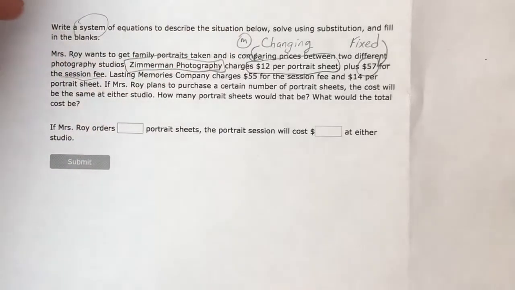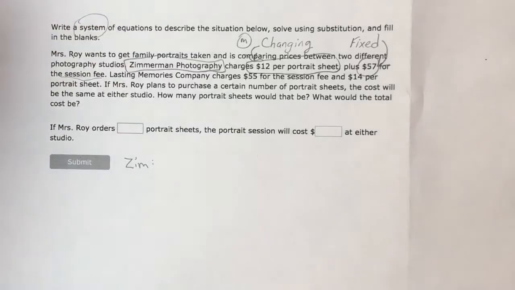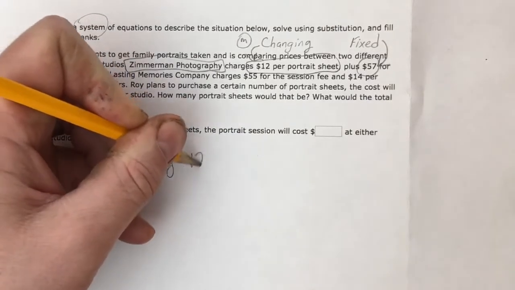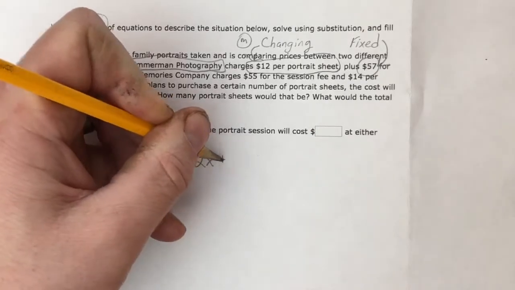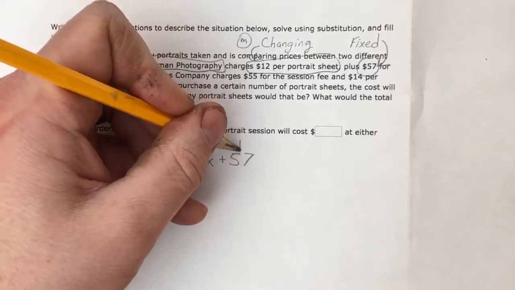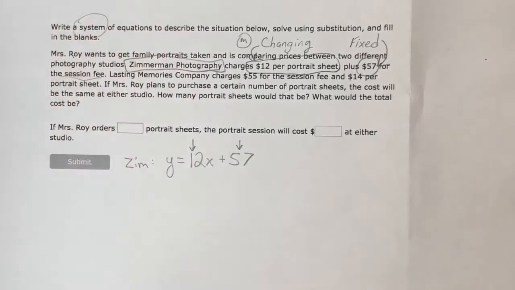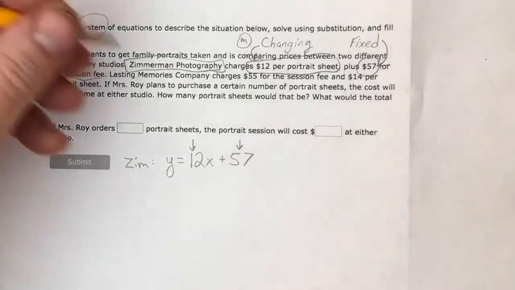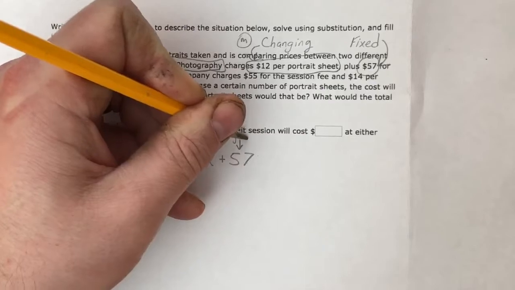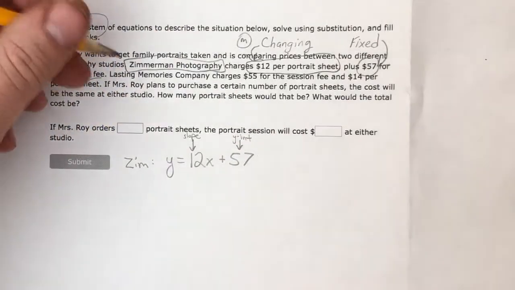So this particular one for Zimmerman Photography, I'll just abbreviate it as Zim, will just be y equals our slope as 12 and our y-intercept as 57. The fixed value, again, being here as a y-intercept, the per portrait sheet value or the slope value being here. All right, so that's your slope and that is your y-intercept there. But that's only one of our equations.